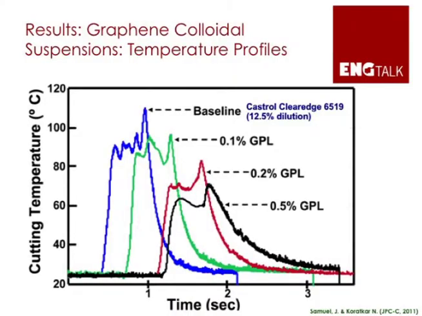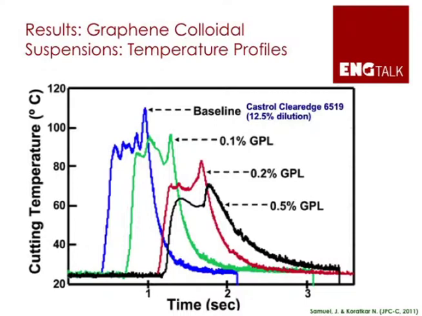So we tried this out and we monitored the cutting temperatures as well as the cutting forces that were obtained when we used graphene suspensions. This data that you see on the screen is a plot of the cutting temperature profiles. The blue line there shows the baseline data. The baseline data was off of Castrol Clear Edge 6519, which is a semi-synthetic cutting fluid that was used at 12.5% dilution. We took that cutting fluid and added to it varying concentrations of graphene platelets, all the way from 0.1 to 0.5% by weight.